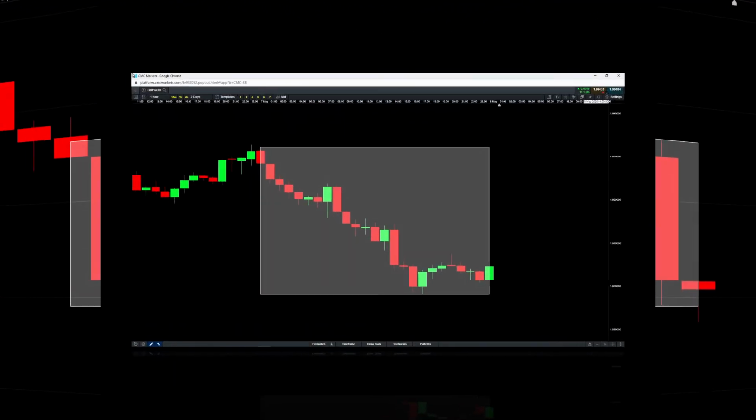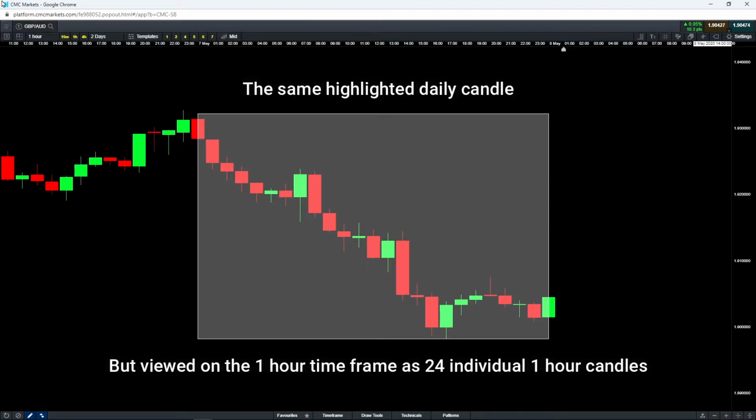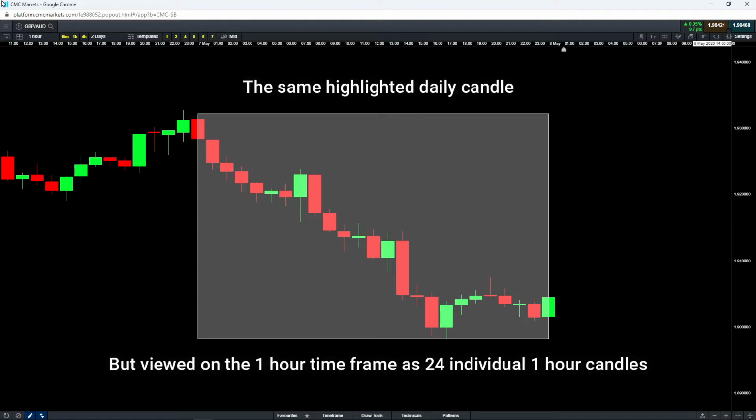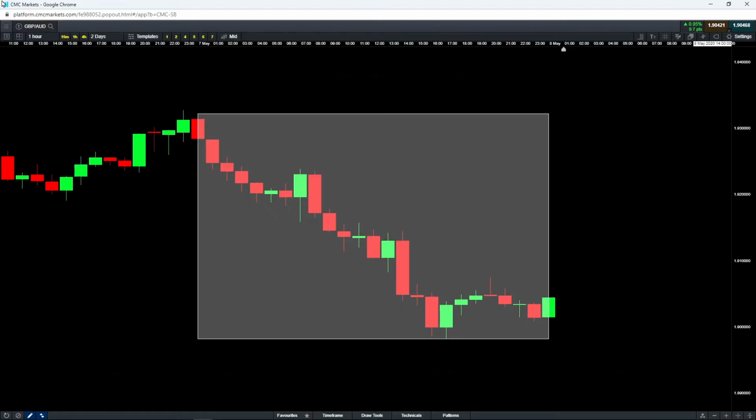Here you can see that whole day's price action on the hourly time frame. So we've got that day, and now it's on an hourly time frame, showing 24 candles. It's from midnight to midnight, where each candle takes 1 hour to form. So you can see there's quite a lot of movement in that 1 day, broken down into 24 hourly candles.